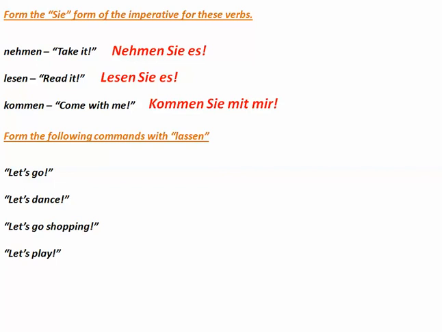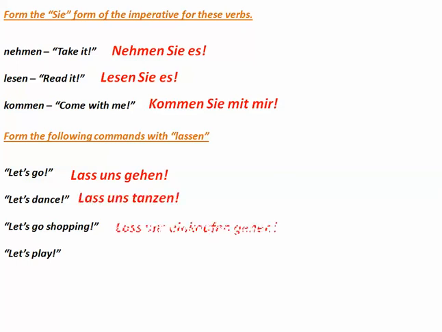And another way to say let's in German is with the verb lassen. So for example, you can say lass uns gehen, let us go. In English we don't normally say let us go, we just make a contraction and say let's go. In German you still have that uns present in its entirety, so it's lass uns gehen. Let us dance is lass uns tanzen. Let's go shopping, lass uns einkaufen gehen. Or let's play, lass uns spielen.